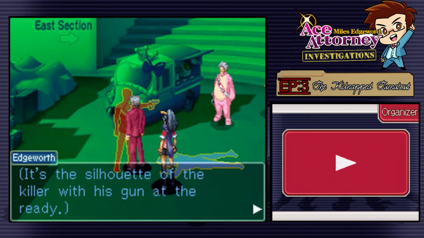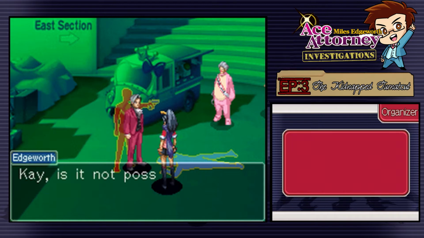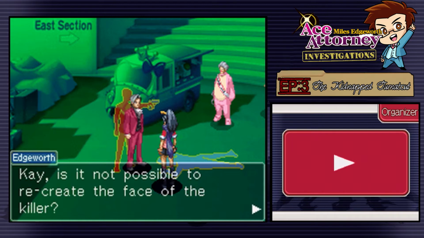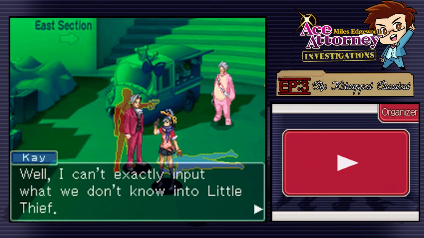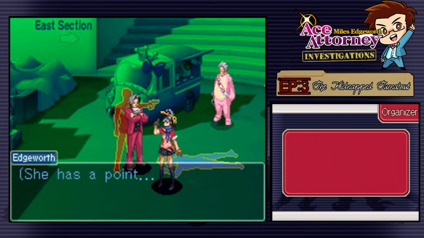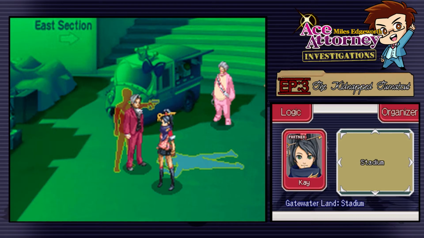It's the silhouette of the killer with his gun at the ready. Kay, is it not possible to recreate the face of the killer? Well, I can't exactly input what we don't know into Little Thief. She has a point. Okay.